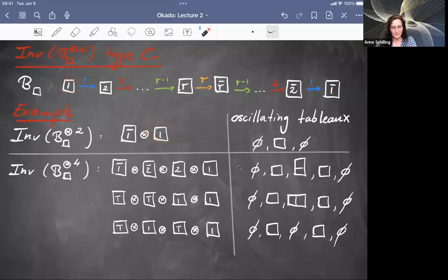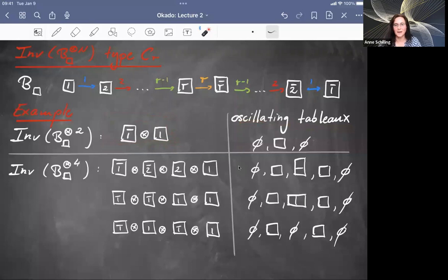And then if you want to be highest weight, you could follow this by a 2 or by a 1 bar. But if you want to be of weight 0, it has to be followed by a 1 bar if you have only 2 tensor factors. So there's one element of highest weight that is also of weight 0. And these elements, in fact, correspond to what are called oscillating tableaux.